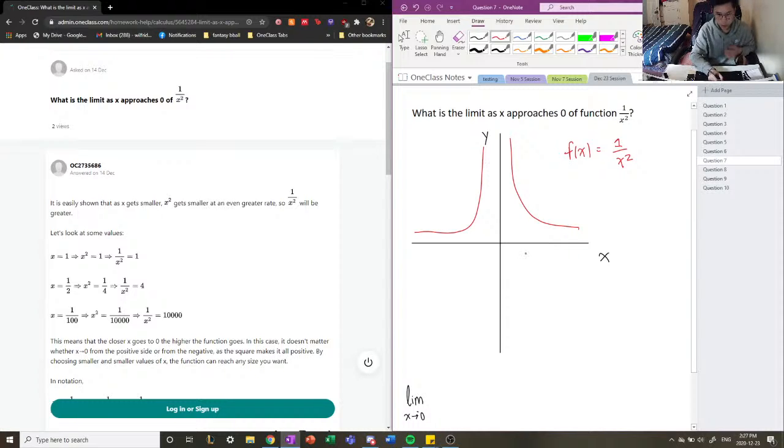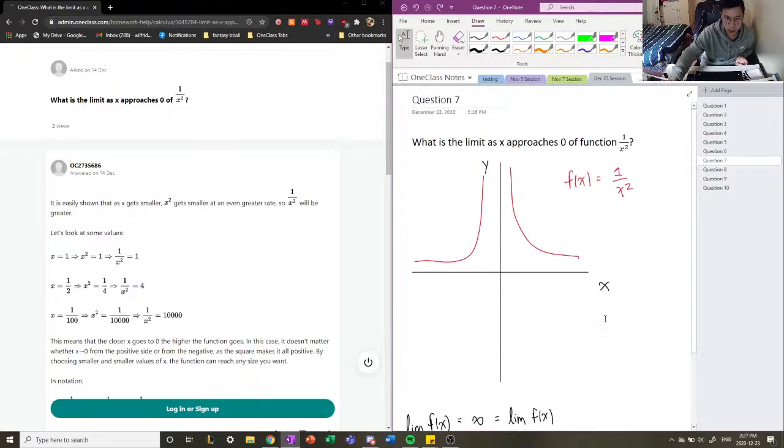Okay, so if we approach x equals 0 from the left side, we can see here that our function tends towards infinity. And that's the same thing with the right-hand side of the function. As the limit approaches 0 from the right-hand side, we also get infinity.